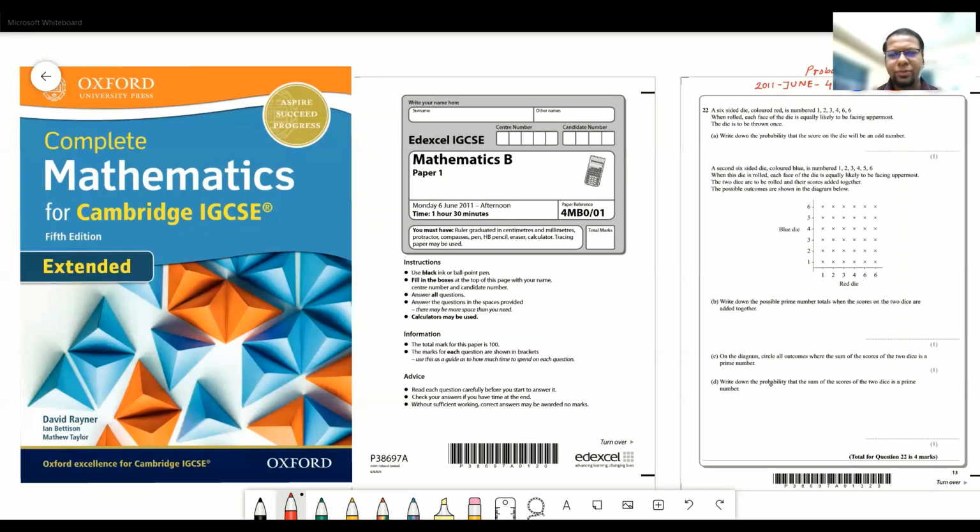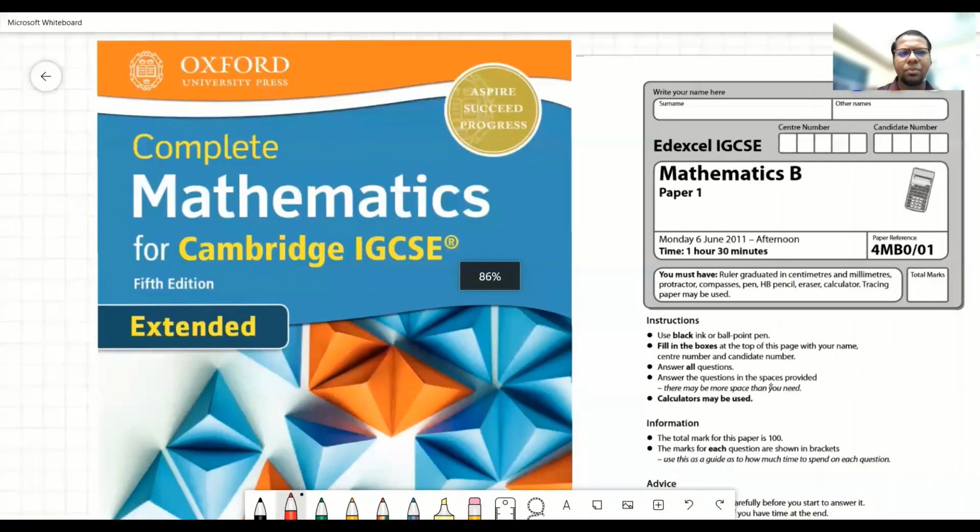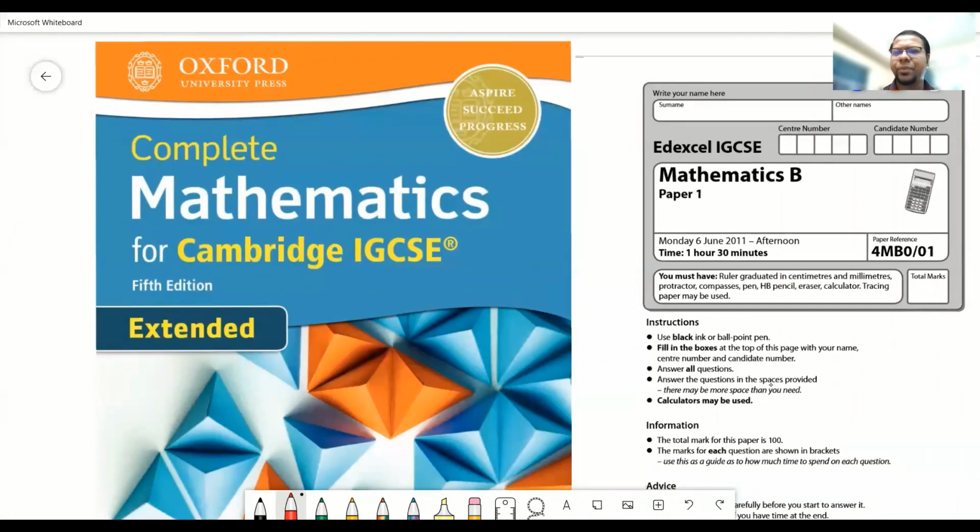Today in this video, I'm going to solve some questions related to probability from the curriculum of Edexcel IGCSE Maths B. And before solving the questions, let me tell you that to solve questions related to probability you can follow any book, but I would recommend the book that you can see right now, Complete Mathematics for Cambridge IGCSE.